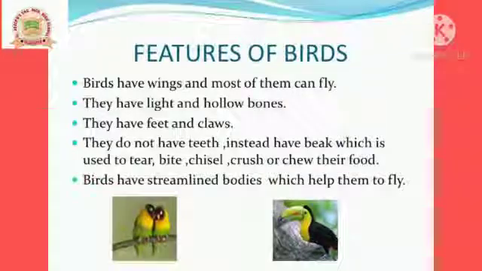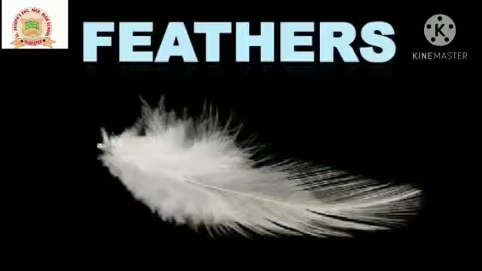Now the next one is feathers. All birds have feathers, children. Now what do feathers mean, children? Listen. Feathers are the things which cover the bird's body. They help keep the birds warm. Feathers also protect them from injury. In most kinds of birds, feathers help them to fly.